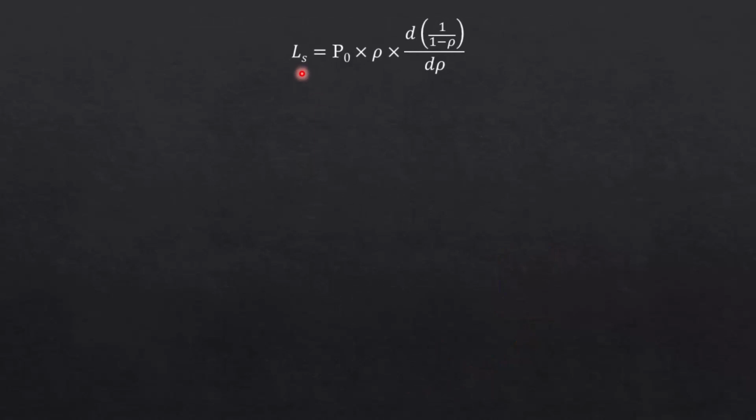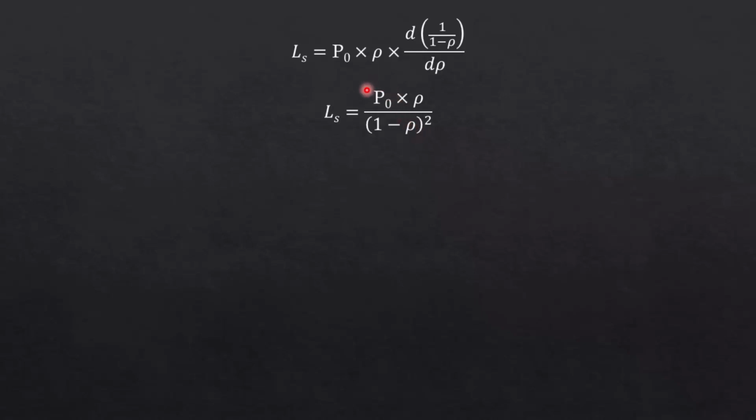So we can see here that our equation is reduced to this form, where the length of the system is given by P0 multiplied by rho multiplied by the differentiation of 1 by 1 minus rho. Now if we differentiate this 1 by 1 minus rho, we'll get 1 by 1 minus rho whole square. So this is the length of the system, which is given by P0 multiplied by rho, and this differentiated form, which is 1 upon 1 minus rho whole square.